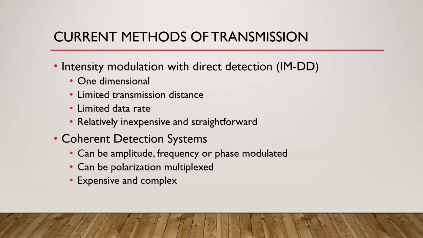And when you're dealing with fiber optics, it can be polarization multiplexed, so you can send information on both the horizontal and the vertical, or the X and Y polarization orientations, if you like. So it can carry a lot more information over longer distances, but it's quite expensive, and the signal processing and the equipment required is quite complex. So ideally, what we're looking for is something in between that can overcome some of the disadvantages of the IMDD, but without being as complicated as the coherent detection systems.